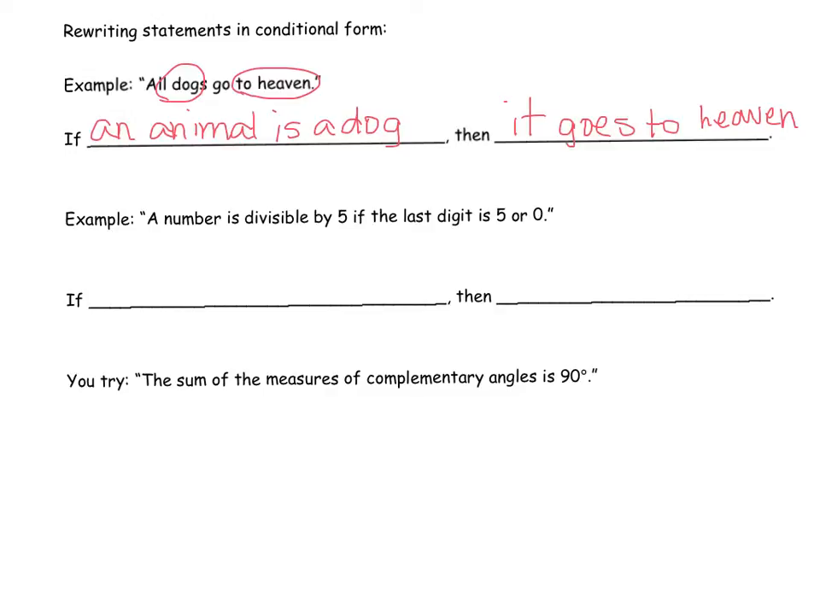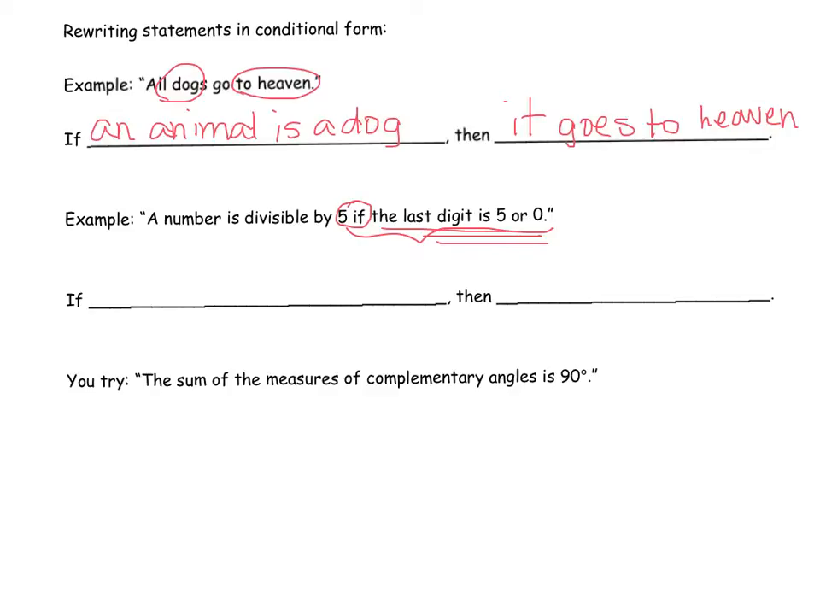So let's try another one. If a number is divisible by 5 if the last digit is 5 or 0. So this one's actually written backwards because we see that the if is right here. So this is saying if the last digit of a number is 5 or 0, then it is divisible by 5. So that's a little bit different. So the if is kind of your clue here that what follows it is the hypothesis.